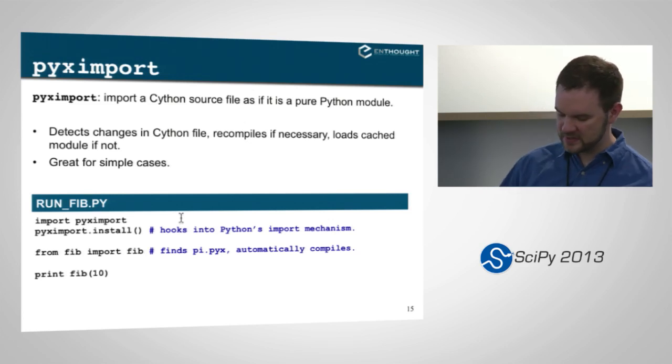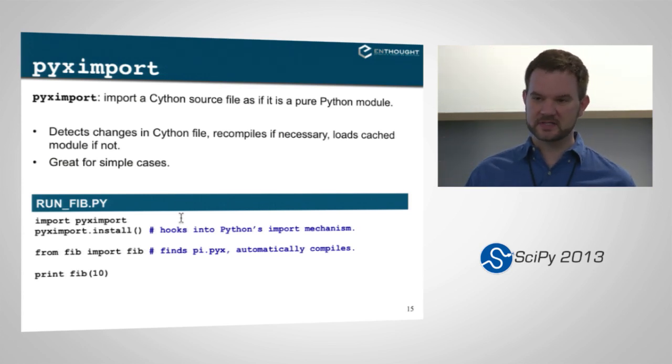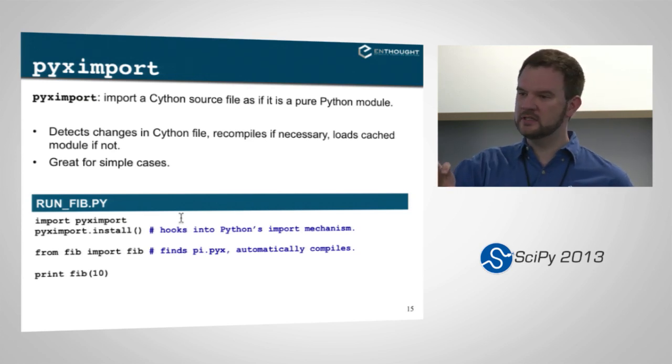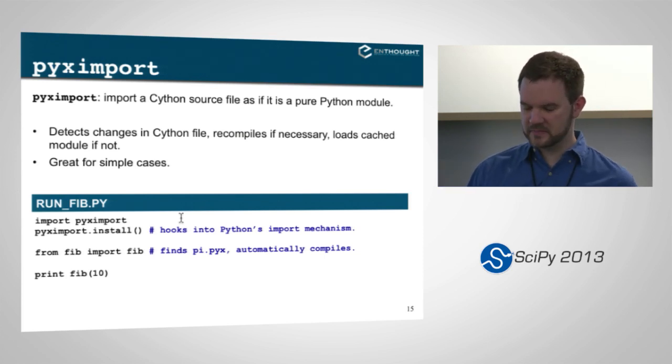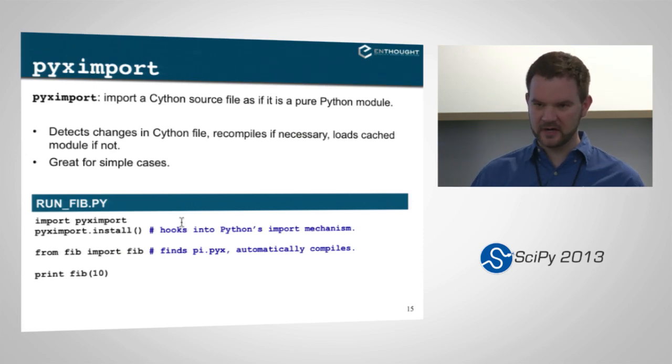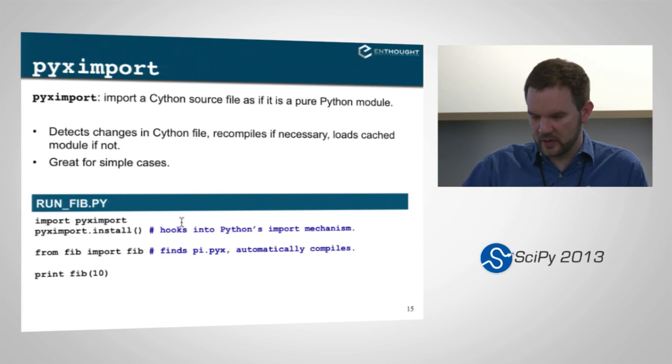And now when you import something, pyximport comes in and says, are you trying to import something that's a PYX file? And if it is, then pyximport will intercept that import call, compile it for you into an extension module, and then load it in as if it were just a regular .py file. So it's totally transparent now whether you're working with a Cython source file or a Python .py file.